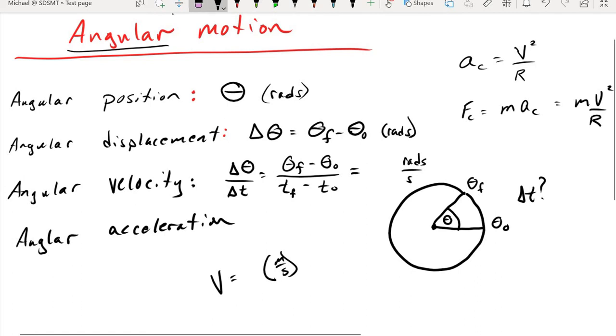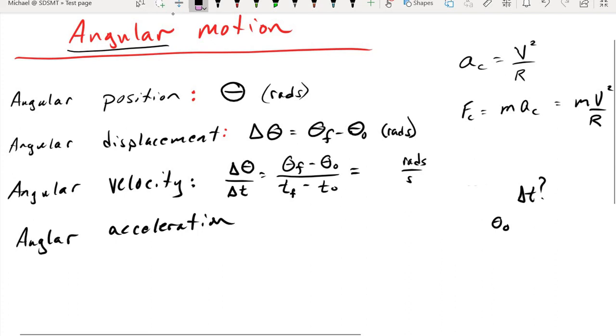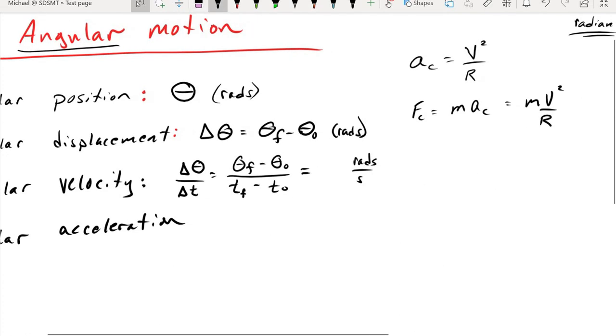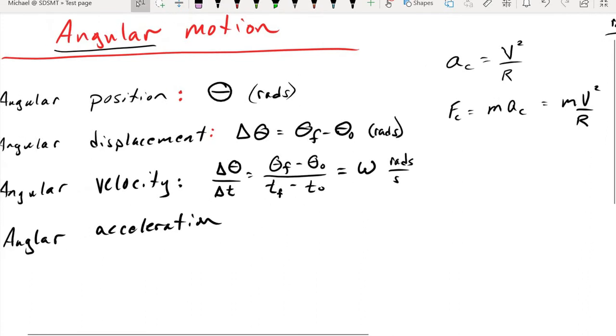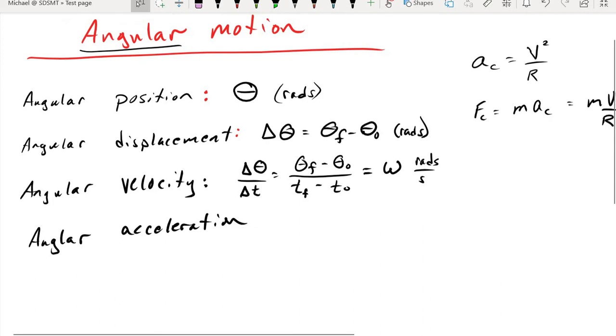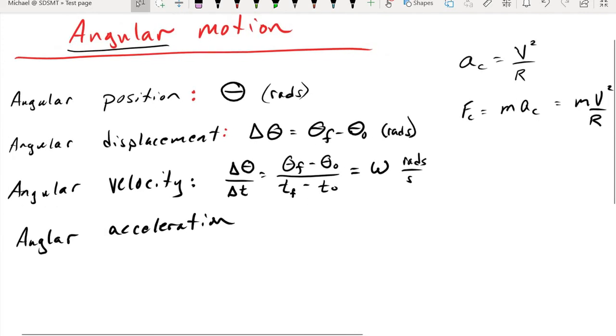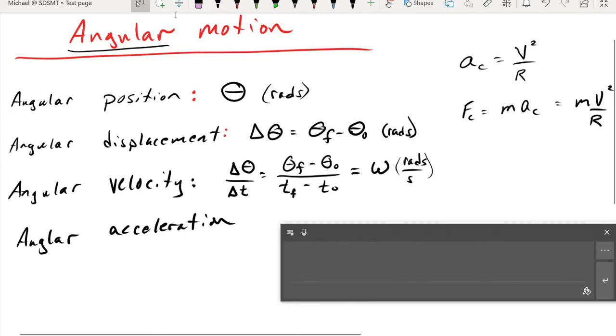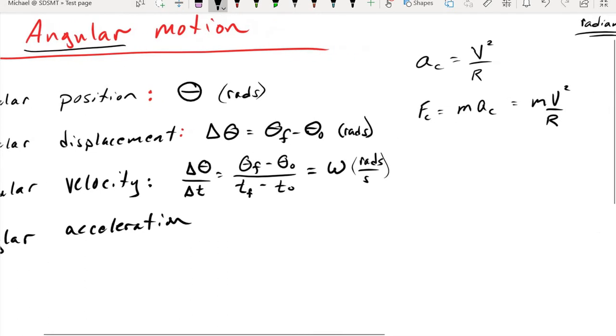And so the Greek letter that we're going to use to represent our angular velocity is a lowercase omega, and that just looks like an italicized W. And so that is our angular velocity. Just like the angular position and angular displacement, we have to use radians in the units.